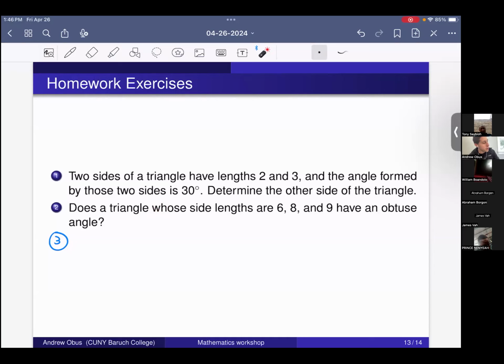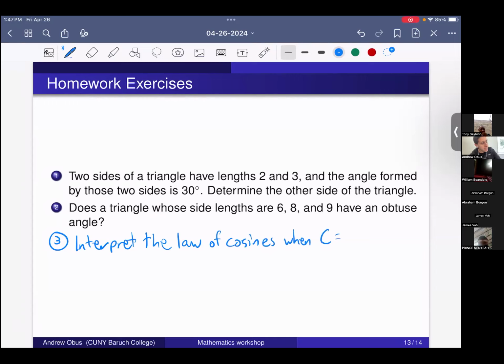And then number 3, which I'm going to add here, is a bit more of an open-ended question: interpret the law of cosines when angle C is equal to 180 degrees or 0 degrees. So in both of these cases, what does that mean?